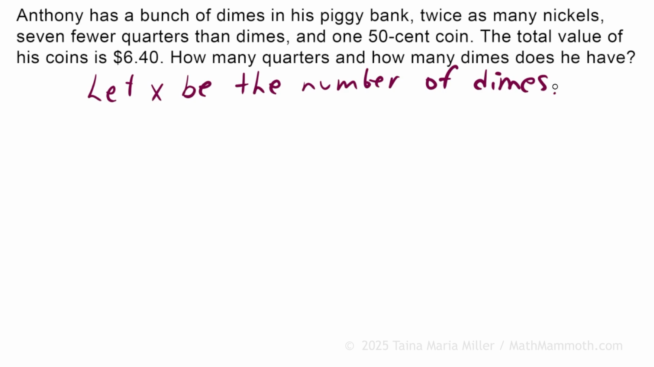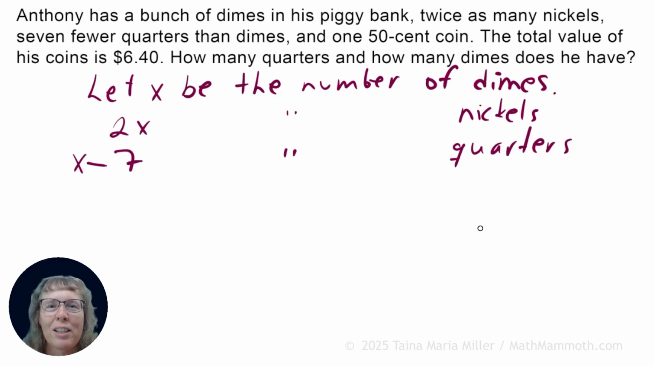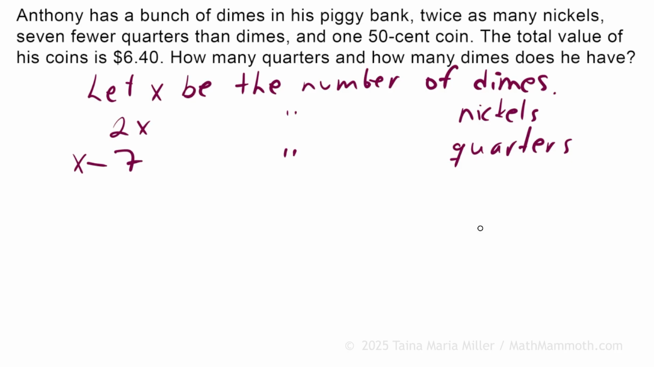So if x is the number of dimes, then 2x is the number of nickels. And quarters, how many quarters does he have? 7 fewer quarters than dimes. X minus 7 is the number of quarters. Now we can build our equation, but the equation will be based on the total value of these coins, because it says that the total value of his coins is $6.40.